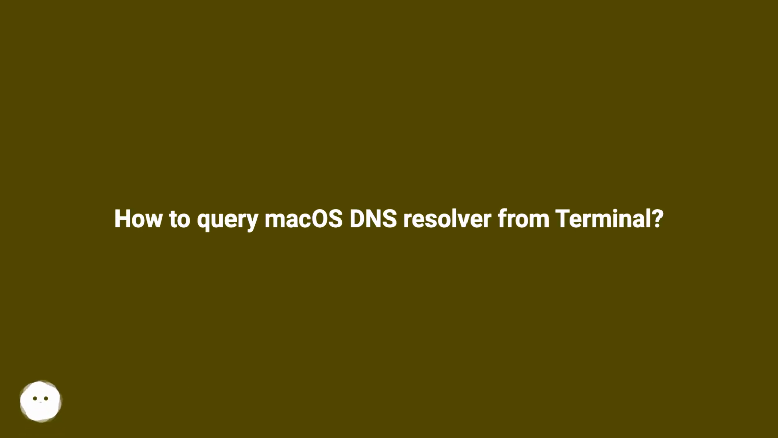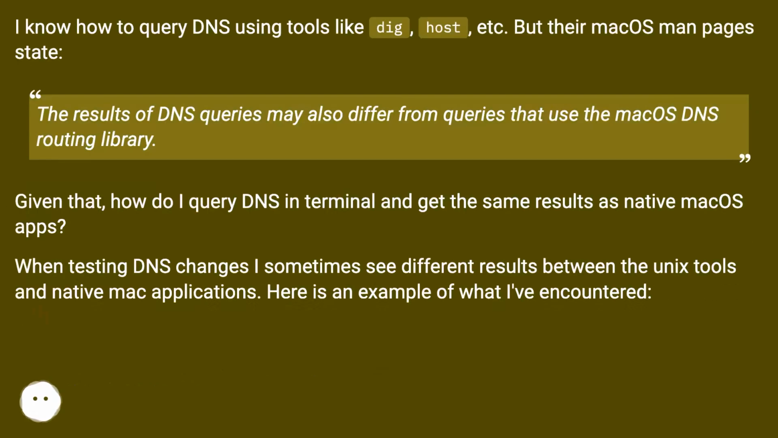How to query macOS DNS resolver from terminal. I know how to query DNS using tools like dig, host, etc., but their macOS man pages state the results of DNS queries may also differ from queries that use the macOS DNS routing library. Given that, how do I query DNS in terminal and get the same results as native macOS apps?